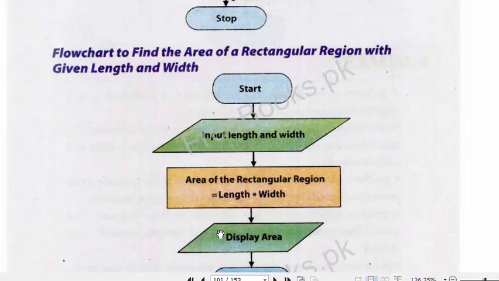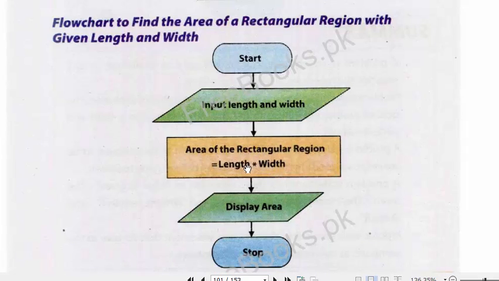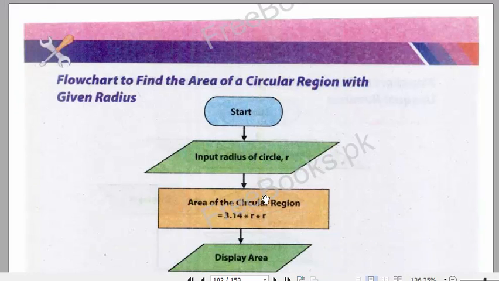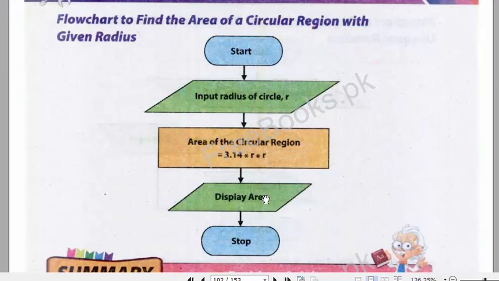Flowchart to find the area of a rectangular region with given length and width. Start. Input length and width. Area of rectangular region is equal to length multiplied by width. Display area. Stop. Next is a flowchart to find the area of a circular region with given radius. Start. Input radius of circle r. Area of the circular region is equal to 3.14 multiplied by r. Display area. This value will be taken from the user and multiplied again by r and then multiplied by 3.14.